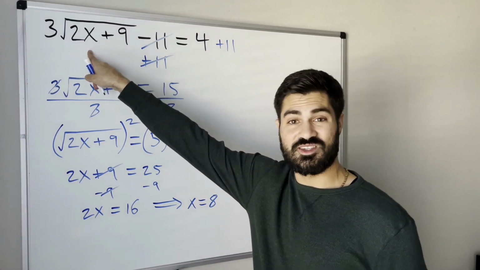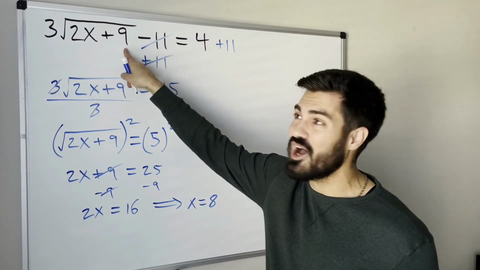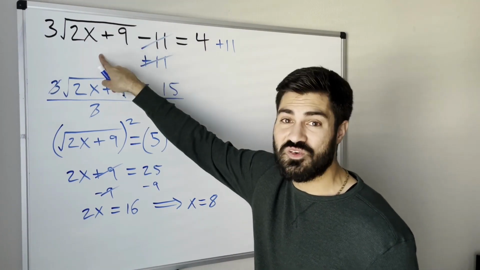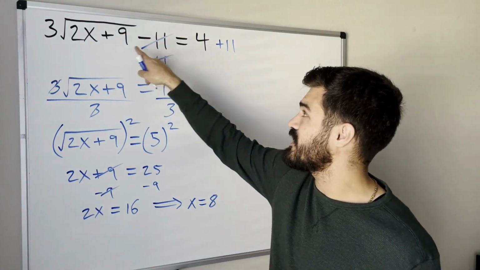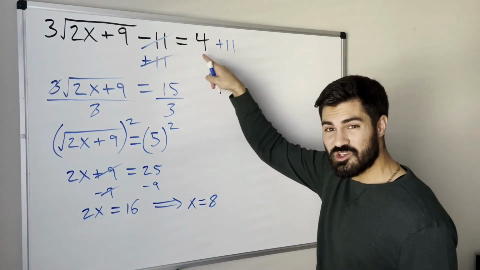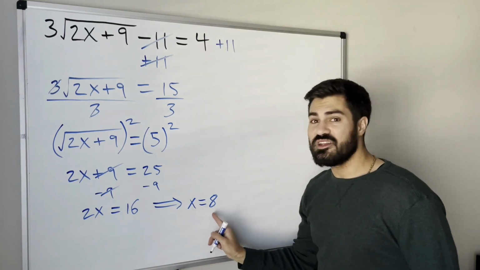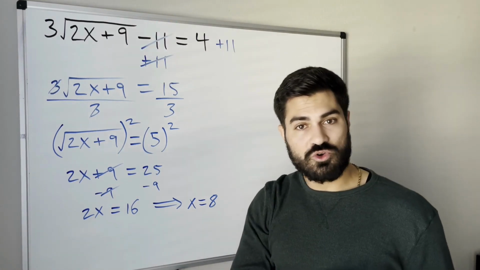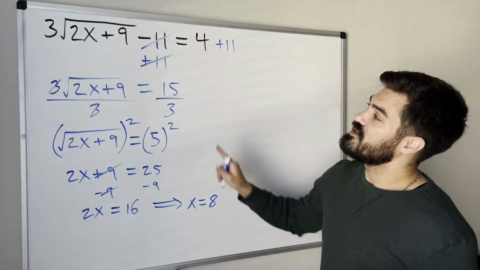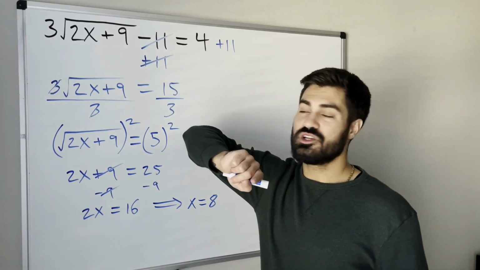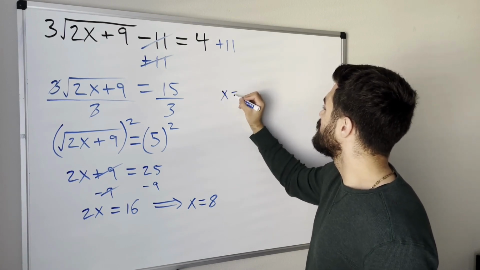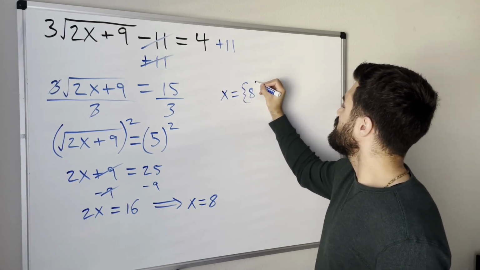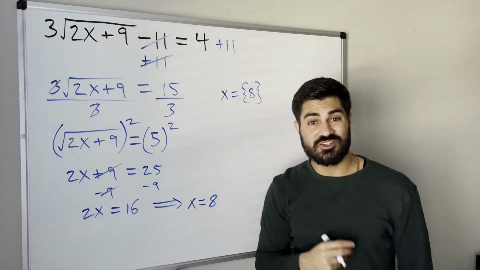2 times 8 is 16, plus 9 is 25. The square root of 25 is 5. 3 times 5 is 15, minus 11 equals 4. So we do get a true statement. 8 satisfies this original equation. Therefore, 8 is a solution to this original equation, and that's the only solution. So our solution set is 8. X equals 8 is our solution set.